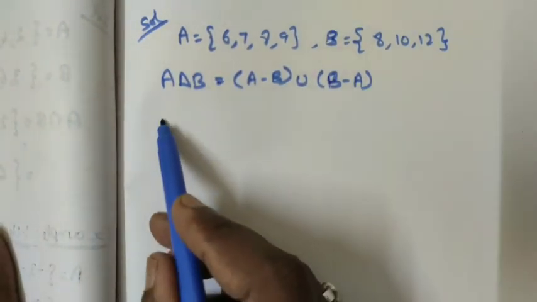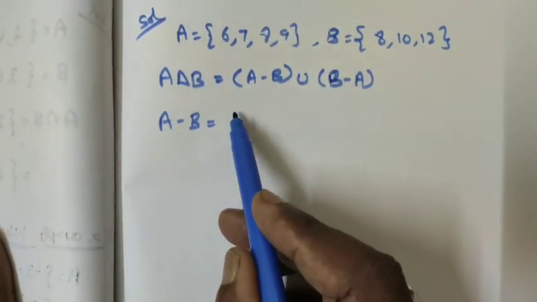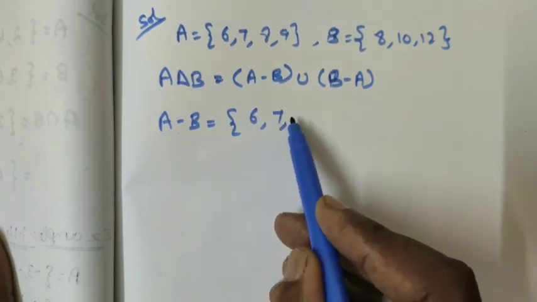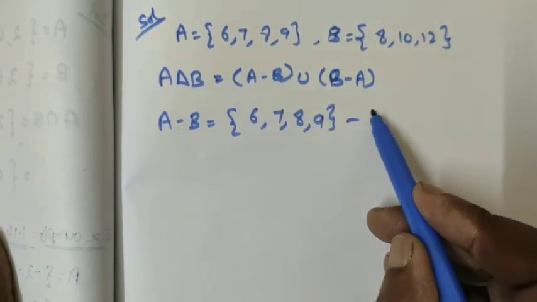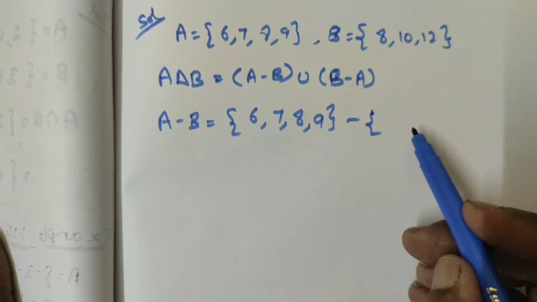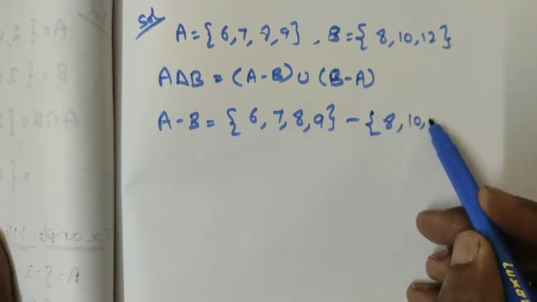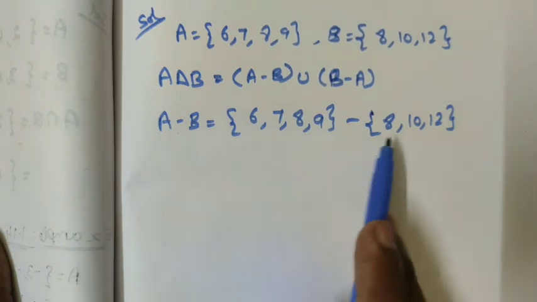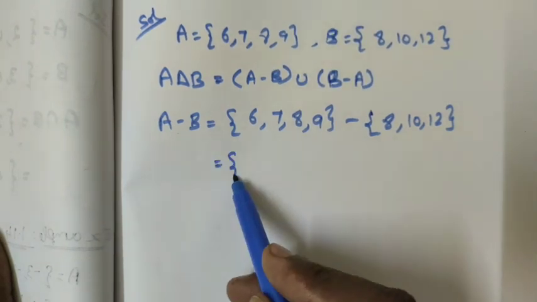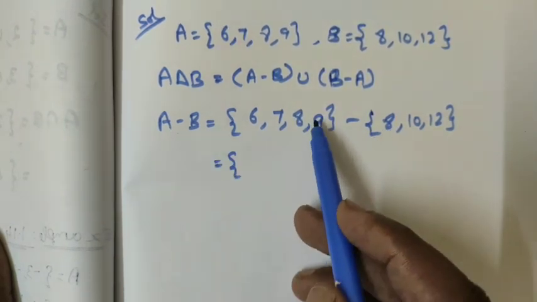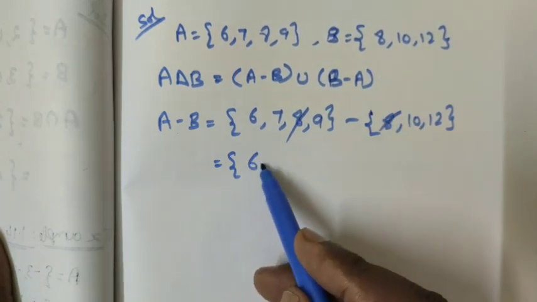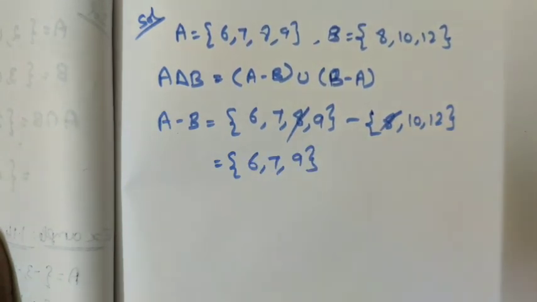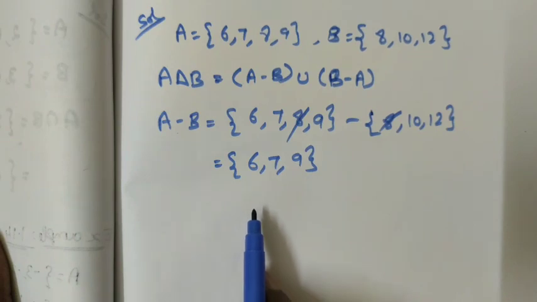So first we have to find what is A minus B. That is set A, 6, 7, 8, 9 minus 8, 10, 12, right? So the second set B should not be there, so we only write the A set. 8 is there, so 8 is cancelled. There is no other number in common. So this is A minus B.